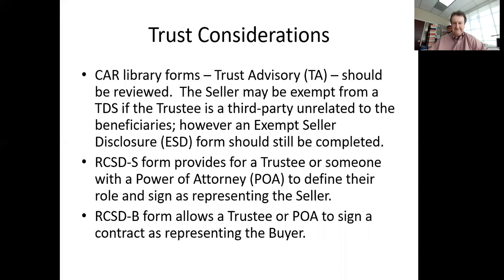So moving on, trust considerations. The CAR library's got a trust advisory, which should be reviewed with the seller. The seller may be exempt from completing a TDS if the trustee is a third party not related to the beneficiaries. However, no one's exempt from certain questions, so you still need that exempt seller disclosure form to be completed. And then CAR has representative capacity signature disclosure forms for sellers and buyers, which provide for a trustee or someone with a power of attorney to define what their role is and sign as representing the seller or buyer in the transaction.